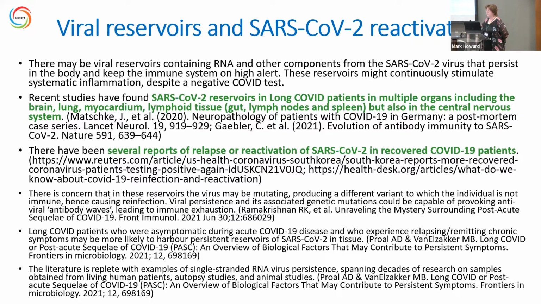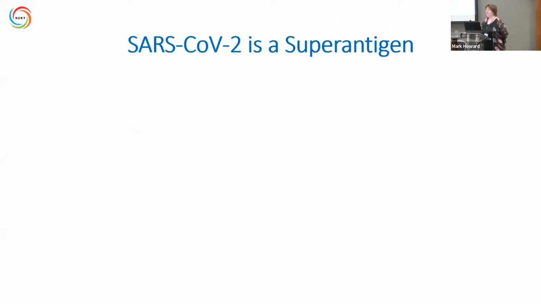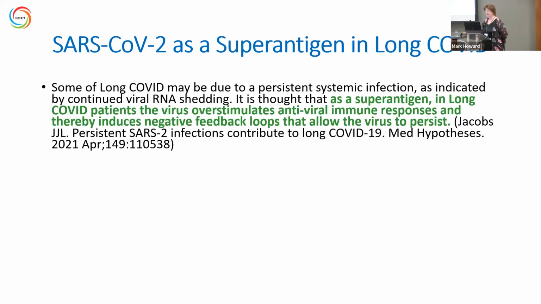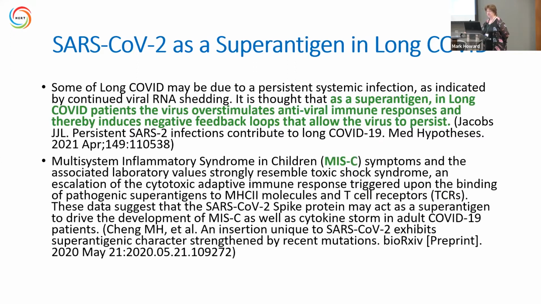The next point is SARS-CoV-2 can be a super antigen, and I've never heard of a super antigen before. So I discovered that they have potent stimulatory activity for CD4, CD8, and other T lymphocytes, and they can avoid normal antigen processing. Okay, that sounds a bit serious. So does this actually happen in SARS-CoV-2? Yes, it does. Here's a study which found that it was actually called a super antigen. The virus overstimulates the antiviral immune response and induces negative feedback loops, which allow the virus to persist. And it's actually been found specifically, do you remember I mentioned MIS-C this morning? It's a rather nasty inflammatory condition in children, so it's actually been found in that.